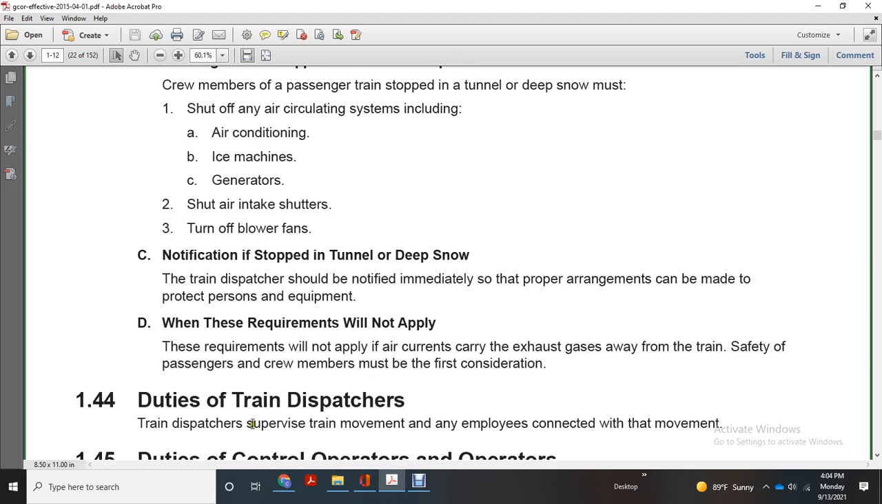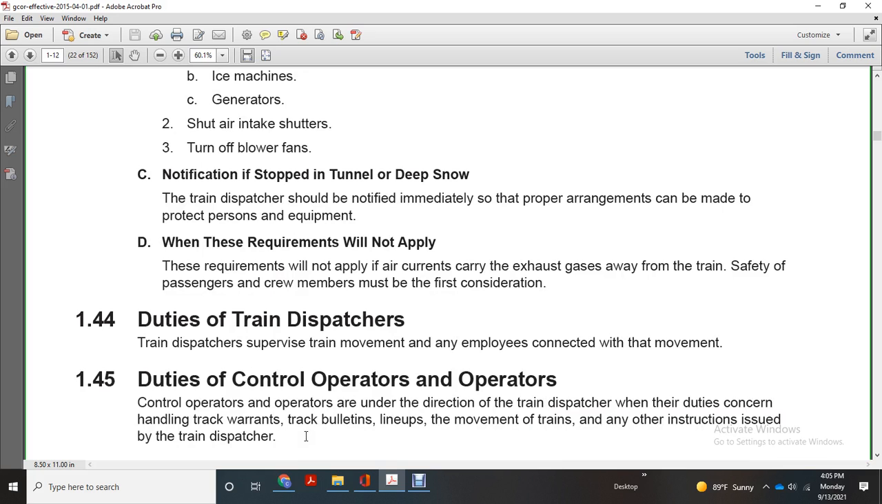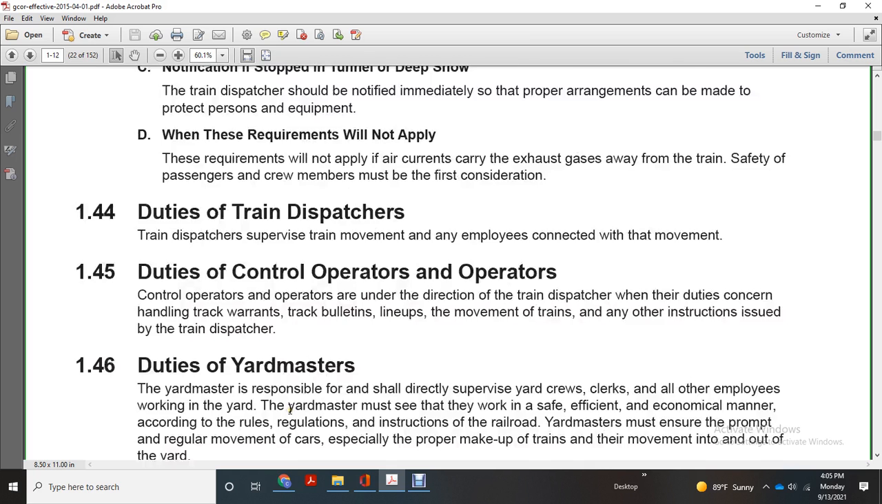Duties of the train dispatcher. The train dispatcher supervises train movement and all employees connected with that movement. Duties of the control operator and the operator: the operator works under the direction of the train dispatcher. The duties concern the handling of track warrants, track bulletins, line-up of train movements, and any other instructions issued by the train dispatcher.